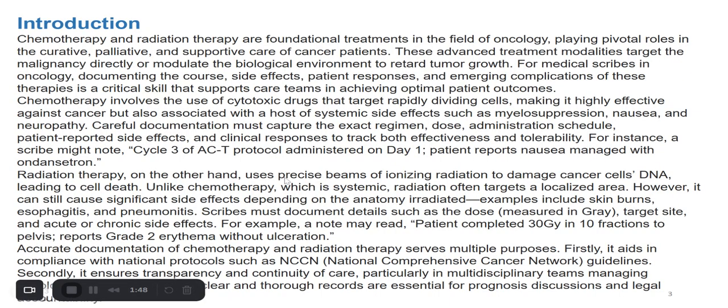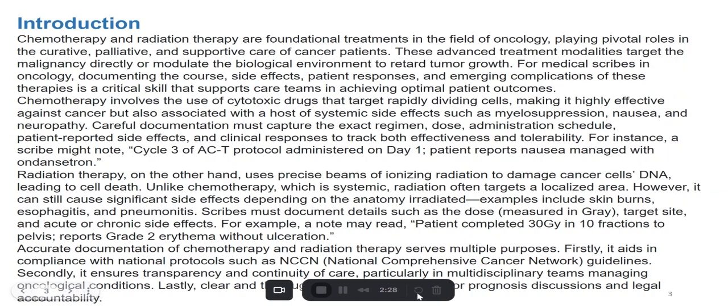Radiation therapy, on the other hand, uses precise beams of ionizing radiation to damage cancer cells' DNA, leading to cell death. Unlike chemotherapy, which is systemic, radiation often targets a localized area. However, it can still cause significant side effects depending on the anatomy irradiated. Examples include skin burns, esophagitis, and pneumonitis. Scribes must document details such as the dose, measured in gray, target site, and acute or chronic side effects. For example, a note may read: patient completed 30 Gy in 10 fractions to pelvis, reports grade 2 erythema without ulceration.